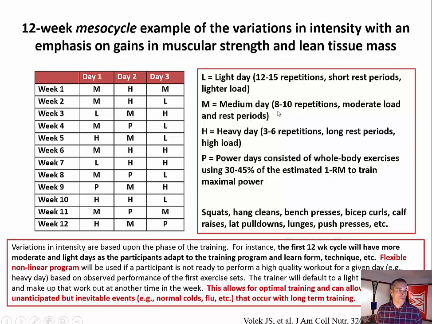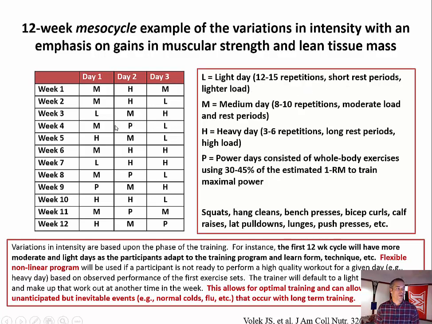So for week 1, for example, they may perform a moderate day of resistance training that would consist of 8 to 10 reps at a moderate load as well as shorter rest periods. The heavier day may be performed on day 2, consisting of fewer reps, a heavier load, and longer rest periods. And then the light days would be interspersed as well, consisting of more reps, about 12 to 15 reps per set, at a lighter load and short rest periods.